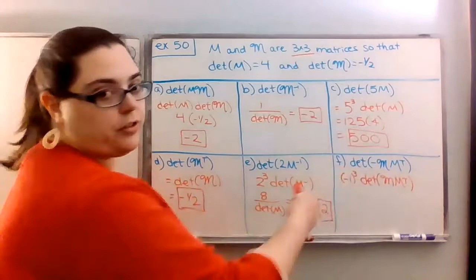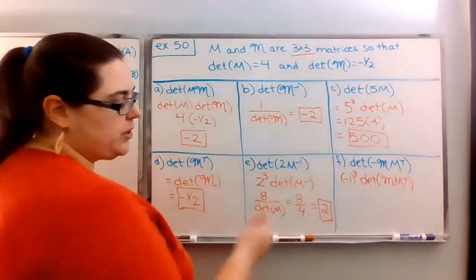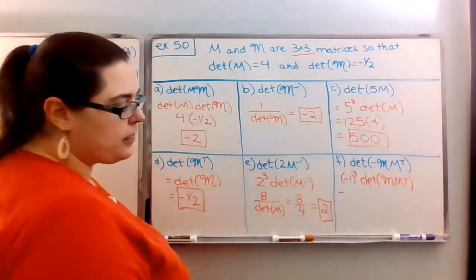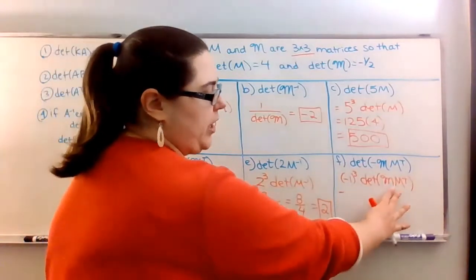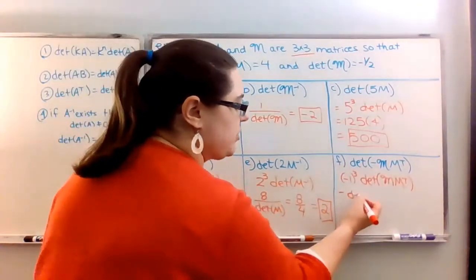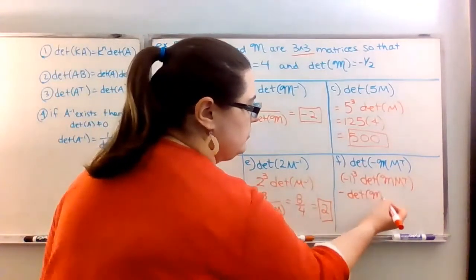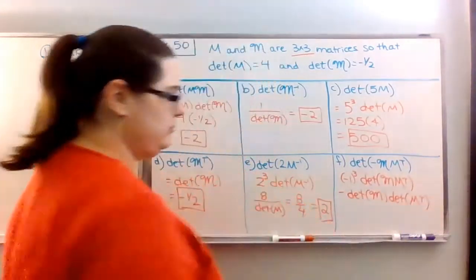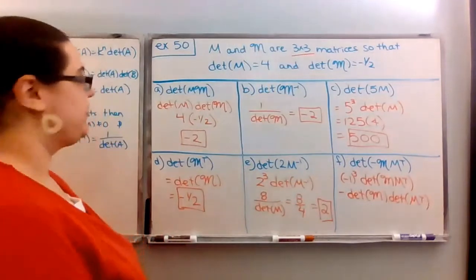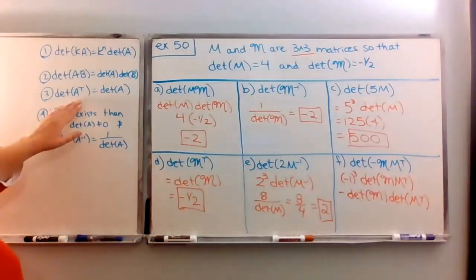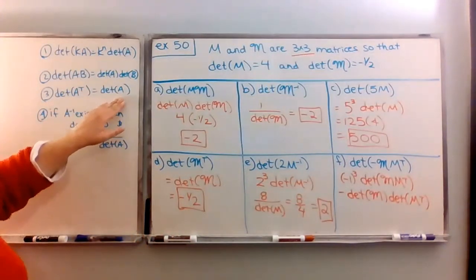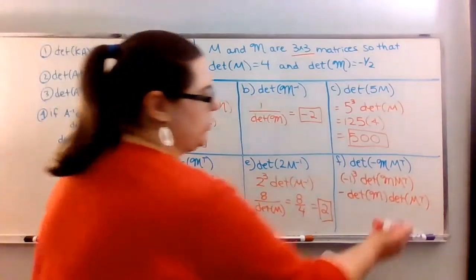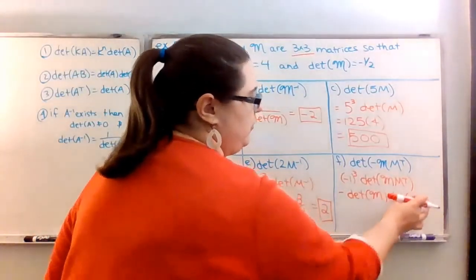Now, -1 to the 3rd power is just -1, so we can just bring down like a negative. And then the determinant of a product is the product of the determinants. And to finish this up, the determinant of the transpose is the same as the determinant of the matrix. So I could write this just as the determinant of m.